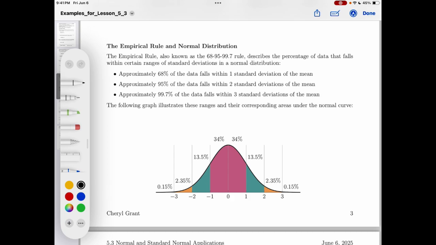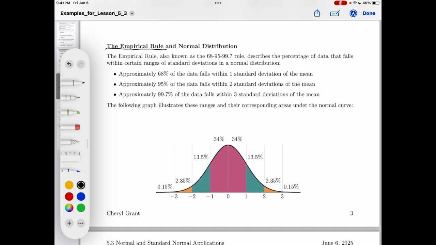So in the previous examples, we learned how to use GeoGebra to find the probabilities with the normal distribution. Now we're going to look at a quick way that we can make estimations. It's pretty accurate, but it's truly just an estimate. And this is called the empirical rule. Now, this rule only works with the normal distribution, so you can't use this with the binomial distribution.